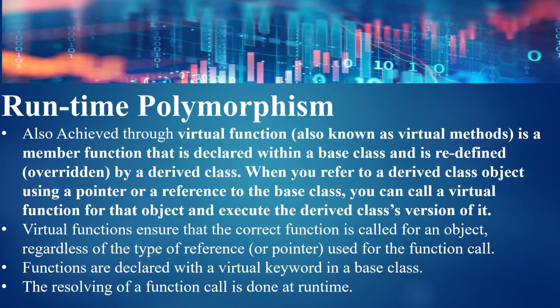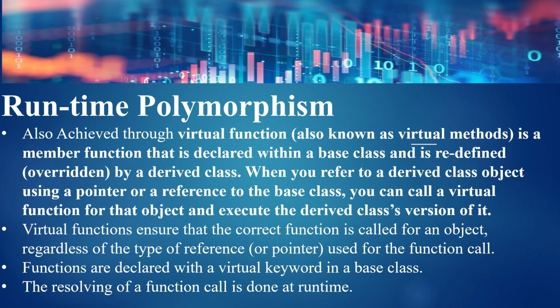One more very important functionality that comes under runtime polymorphism is your virtual functions, also called virtual methods. These are the member functions that were declared in your base class and are redefined in your derived class, exactly like your function overriding. But here is a catch. When you refer to a derived class object using a pointer or a reference to the base class, you can call a virtual function for that object and execute the derived class version of it. This virtual function comes into use only when you are using pointers in C++.